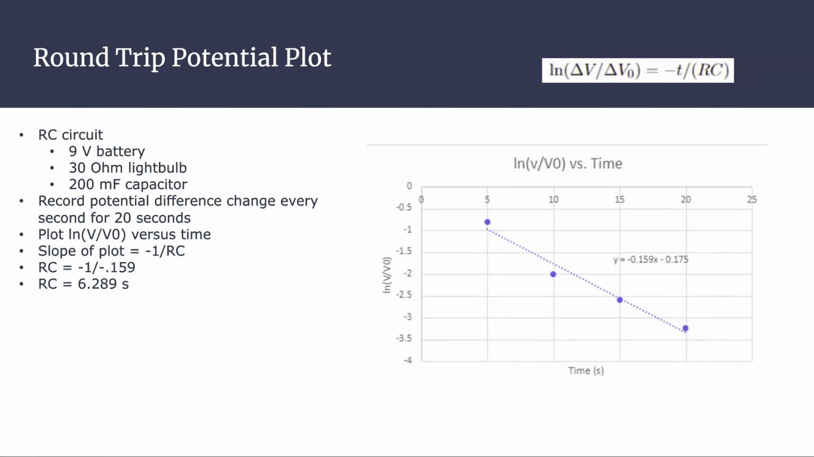With a 9 volt battery, 30 ohm light bulb, and 200 mF capacitor, record the potential difference change every second for 20 seconds. Plot ln of V over V0 versus time. The slope of the plot is -1 over RC. So that means that RC equals 6.289 seconds using the slope I got from this graph.